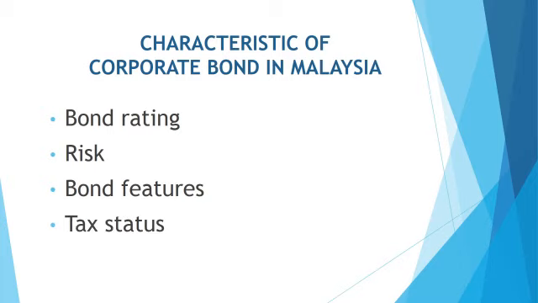Next is tax status. There is a tax exemption on interest earned by individuals investing in bonds in Malaysia. Next characteristic is yield to maturity. The current coupon income and any capital gain or loss is taken into account that the investor will get by holding the bond to maturity.